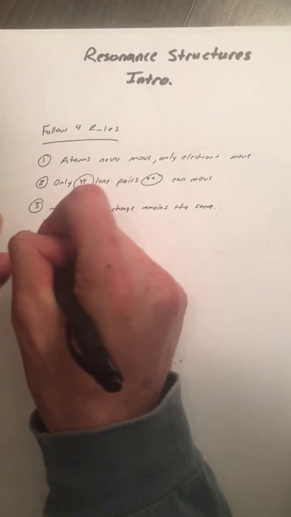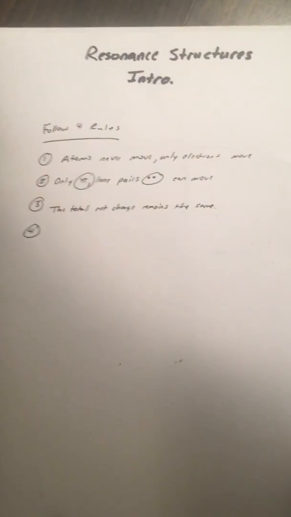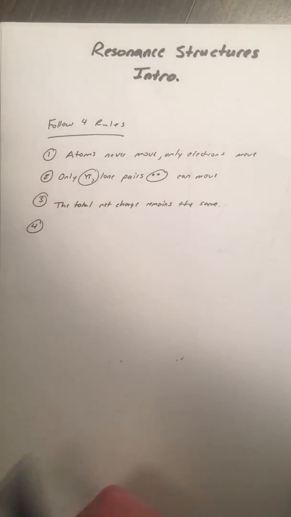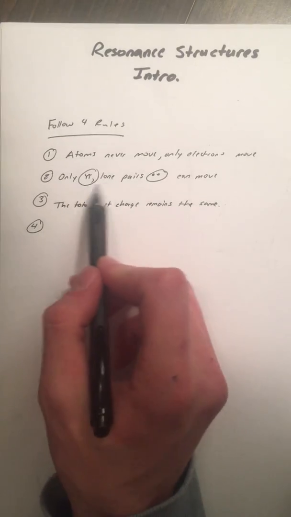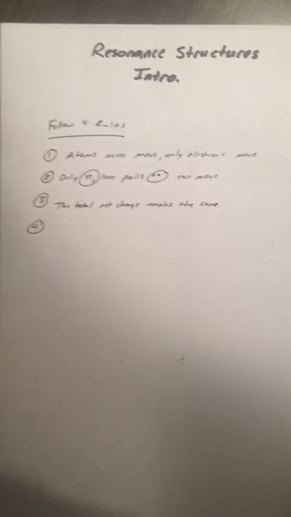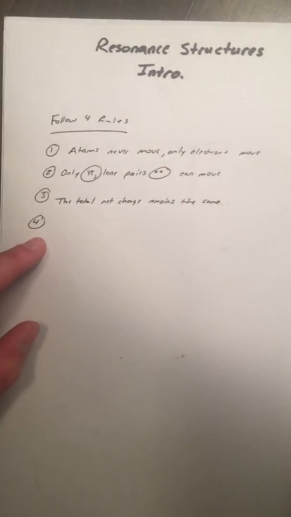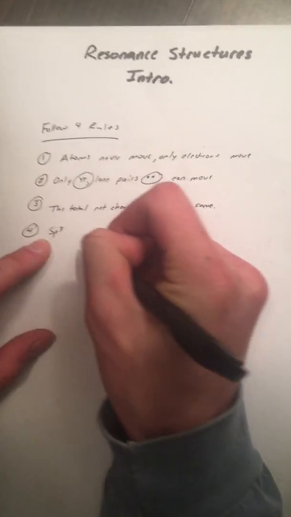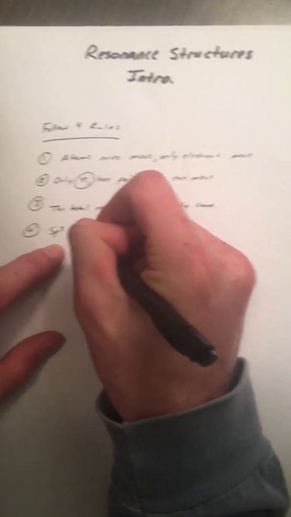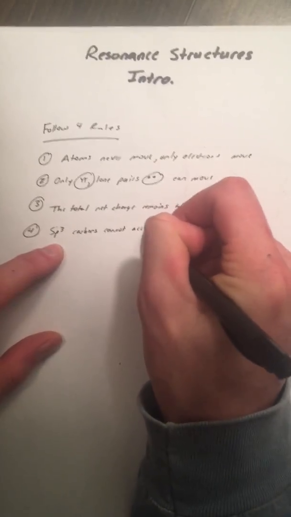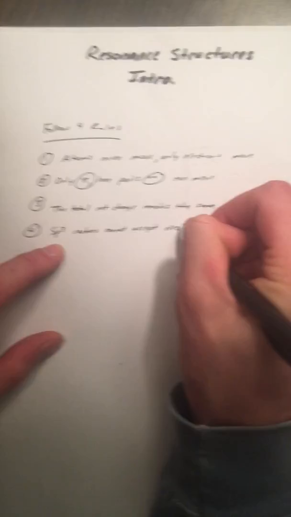The fourth rule is basically another way to say the second rule, and it's that sp3 carbons cannot accept electrons. That's basically the same thing as the second rule, only pi electrons and lone pairs can move, but sometimes it's a little bit easier to understand if you think about it that way. The sp3 carbons cannot accept electrons.